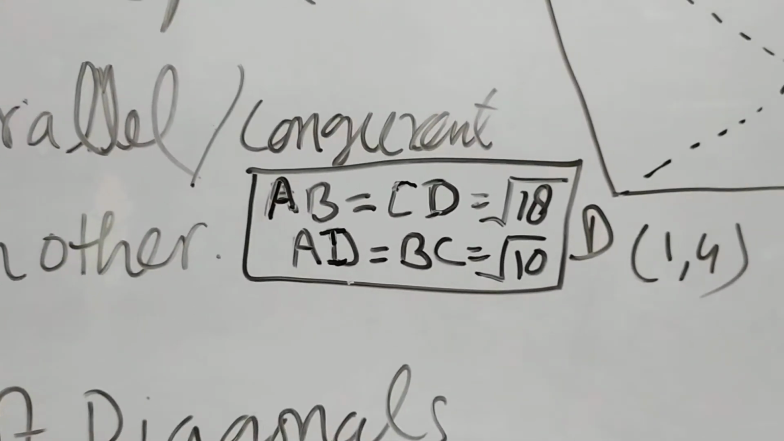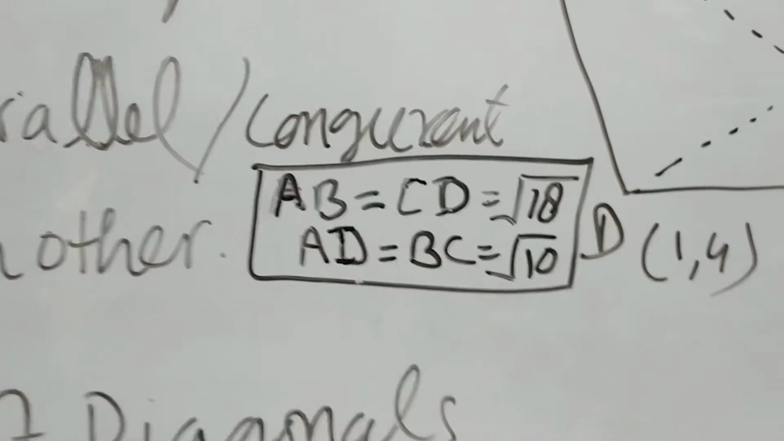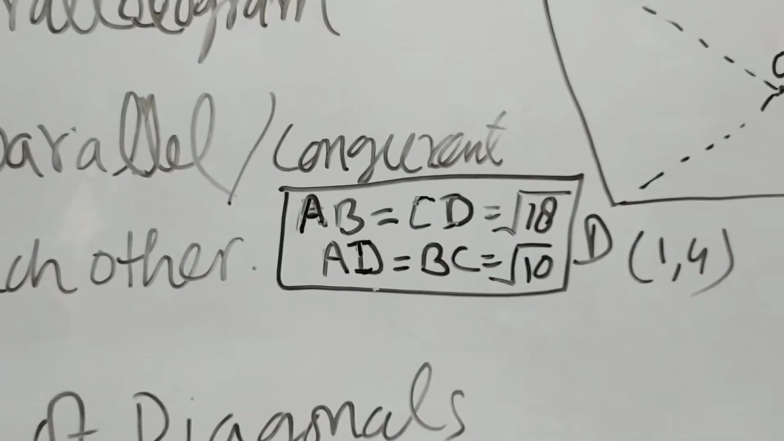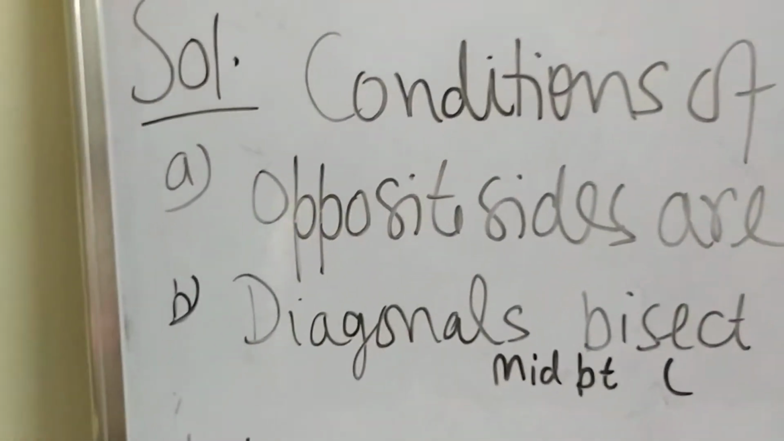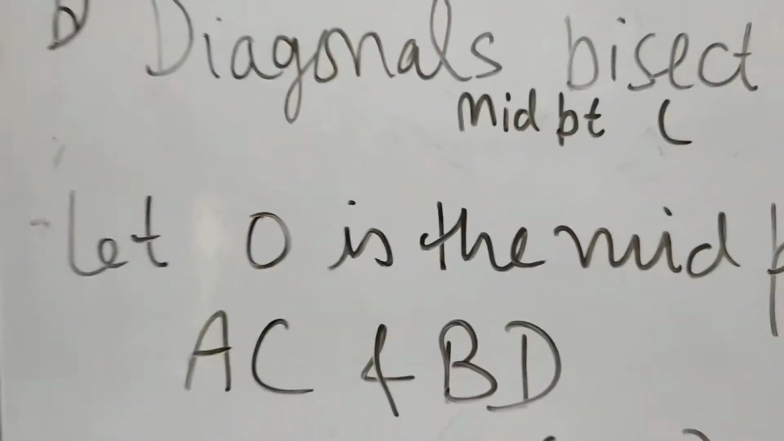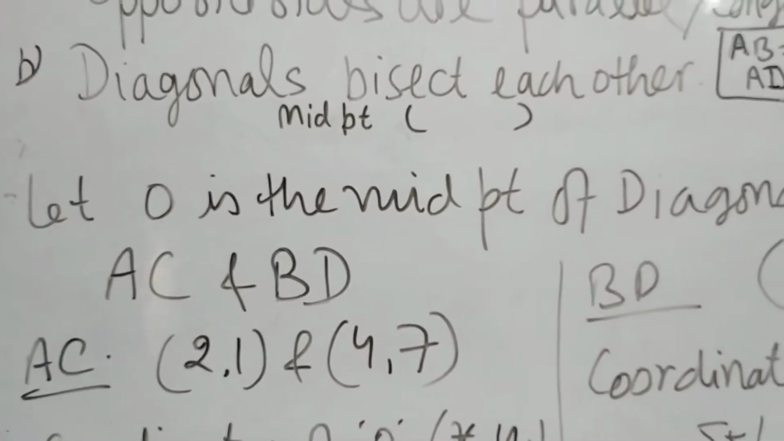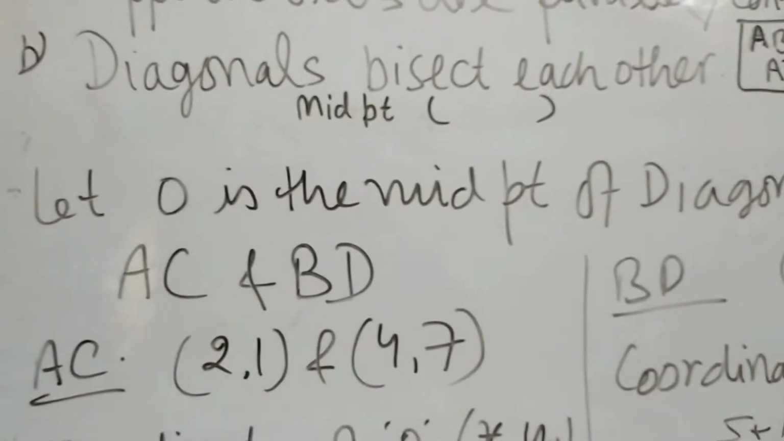That means AB and CD are equal, whereas AD and BC are equal. That means opposite sides are equal as per our solution. The first condition we have proved. This result satisfies the condition.